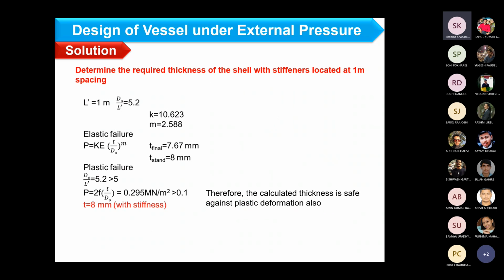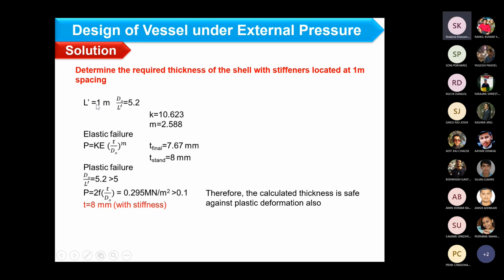Now, as far as part 2 is concerned, we will calculate the thickness of the shell when stiffeners are considered at 1 meter location. Stiffeners are placed at 1 meter interval. Okay, in that case L effective would be 1 now, not that 10 plus something, some 1 by 3 into hi plus sf, whatever we have done previously. So here 1 meter is the effective length.